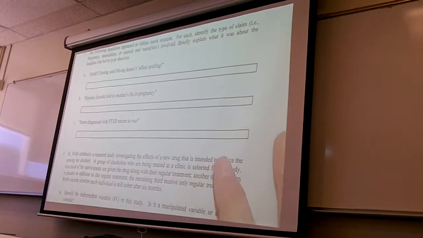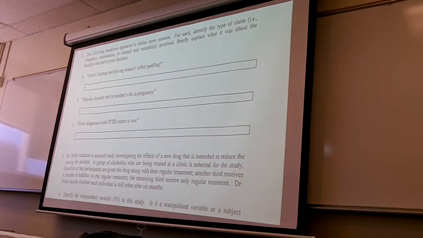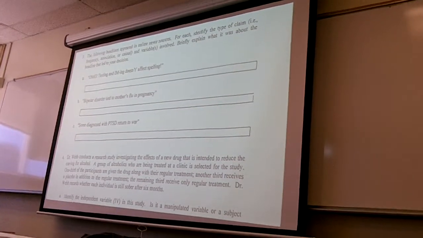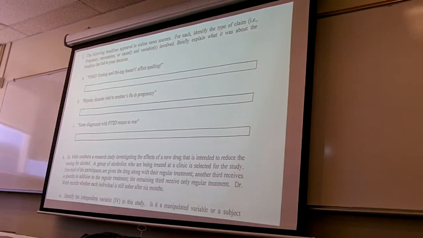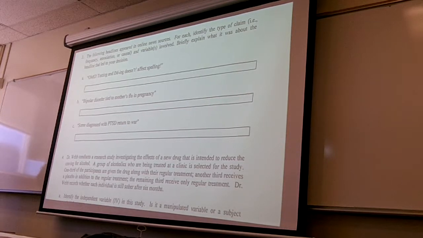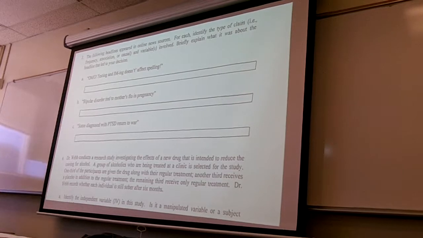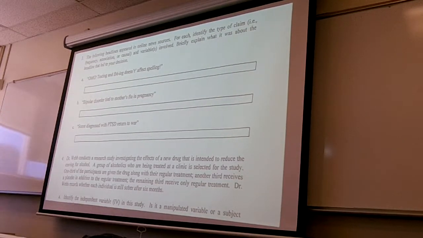Okay? All right, the following headlines are real headlines. For each one, identify the type of claim. Is it a frequency claim, an association claim, or a causal claim? See if you can figure out what the variables are that are involved, and explain what it was about the headline that guided you to your decision. The first headline is, OMG! Texting and IMing doesn't affect spelling.